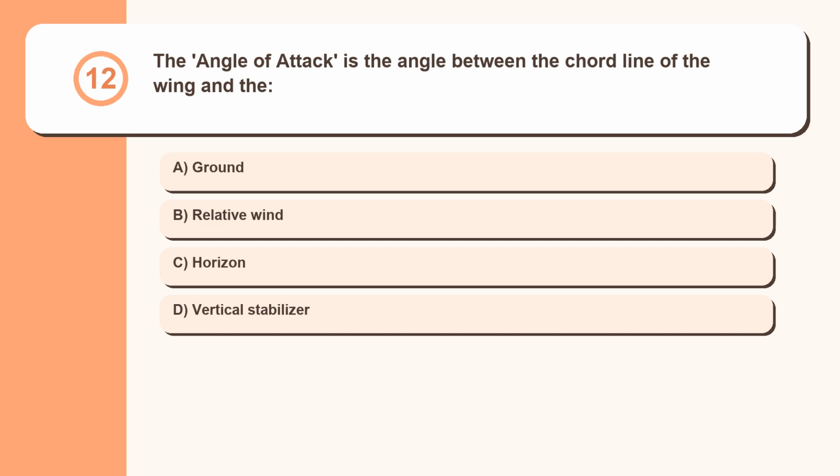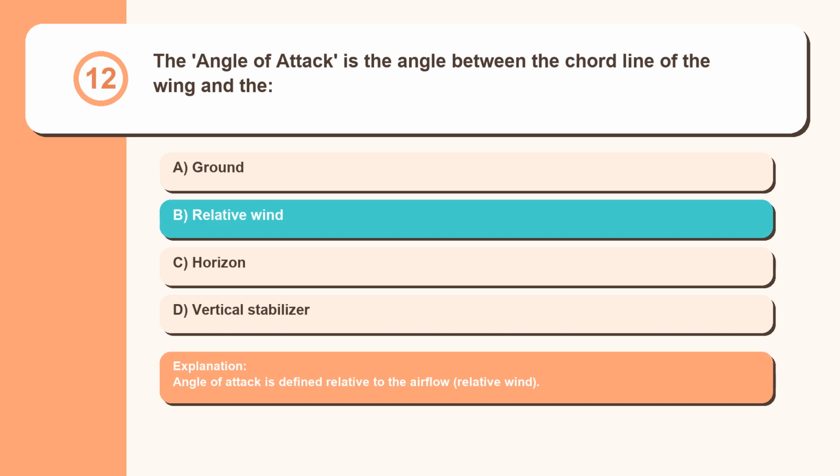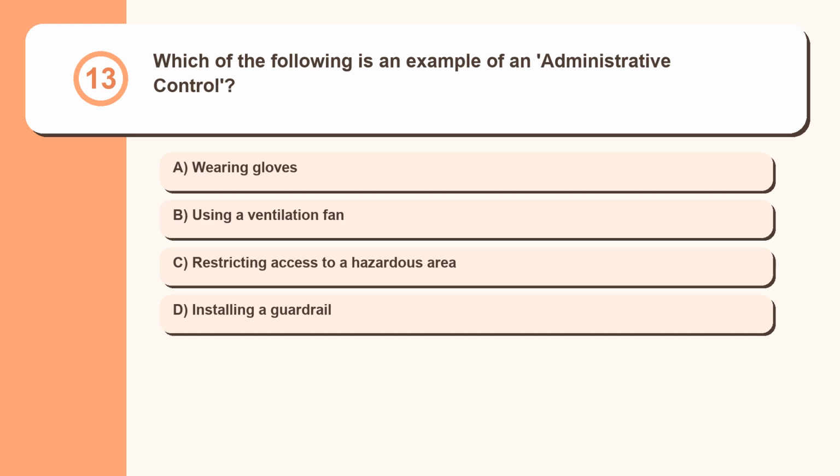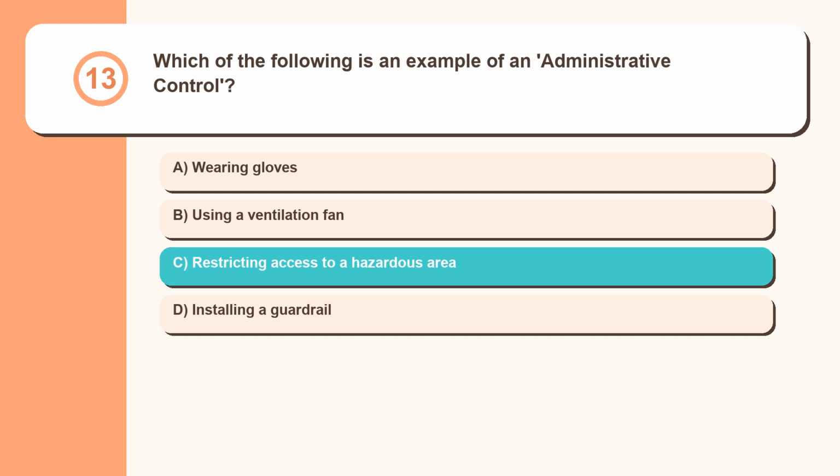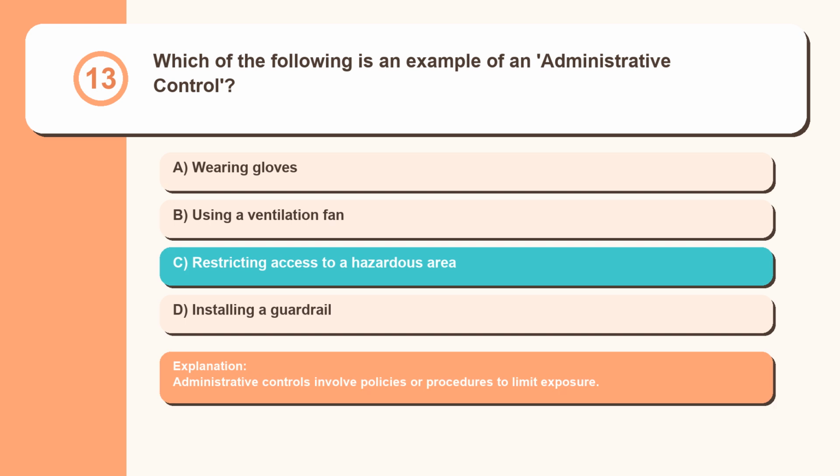Question 12. The angle of attack is the angle between the chord line of the wing and the ground, relative wind, horizon, vertical stabilizer? Angle of attack is defined relative to the airflow, relative wind. Question 13. Which of the following is an example of an administrative control? Wearing gloves, using a ventilation fan, restricting access to a hazardous area, installing a guardrail. Administrative controls involve policies or procedures to limit exposure.